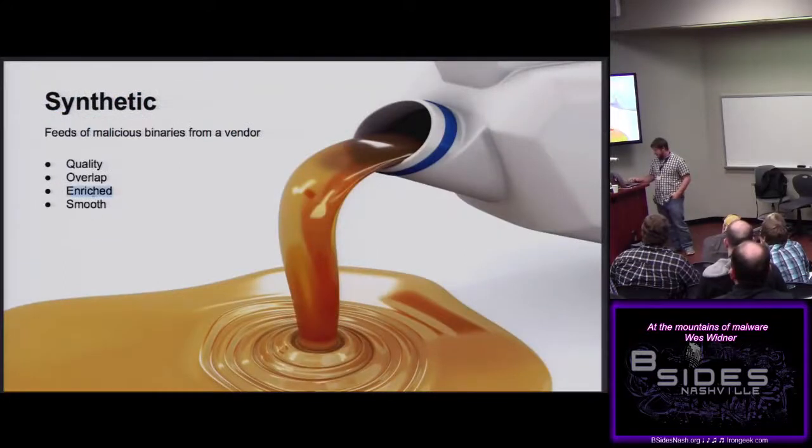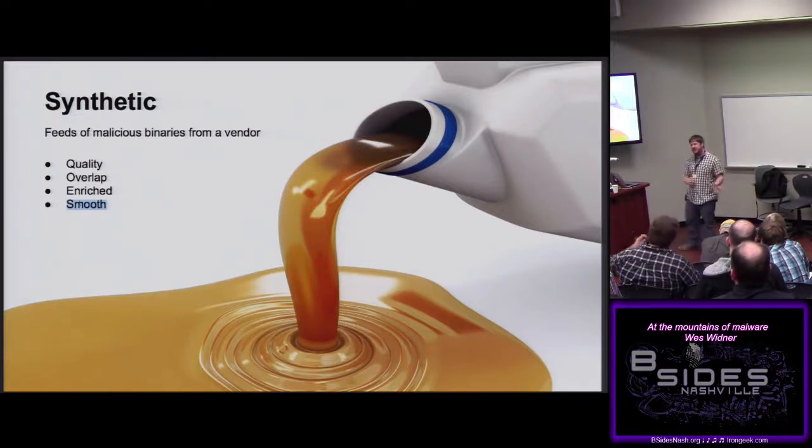So, the enriched part also helps down the line if you're adding this to a machine learning process. You can use the enriched part of it to train your classifiers. And then finally, synthetic feeds are smooth. There are a lot fewer things that are going to blow up your pipeline than an organic feed. Organic feeds, like I said, they fight back, so you have to fight them with honey clients and things like that.